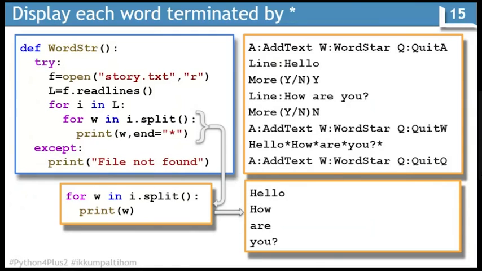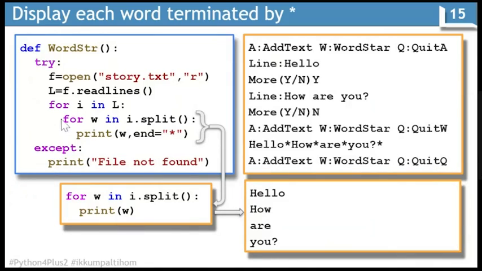So w in I dot split is going to extract each word separately, and you are going to display each word, and after displaying that word, you will be displaying star. That means when you display the content of hello, how are you, which has been created by you, you will see each word will be terminated with star. So hello star, how star, are star, and you question mark star will be displayed. So with the help of Q, you can quit from the menu.